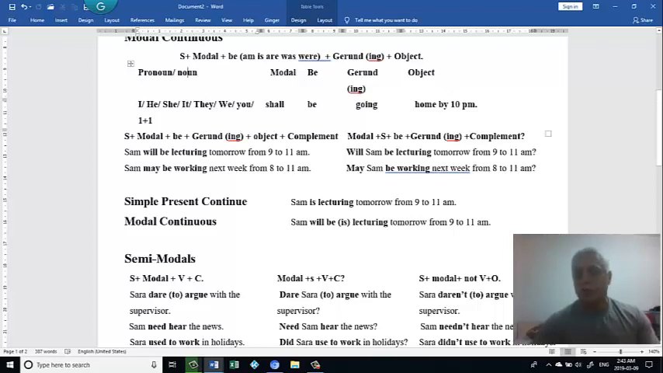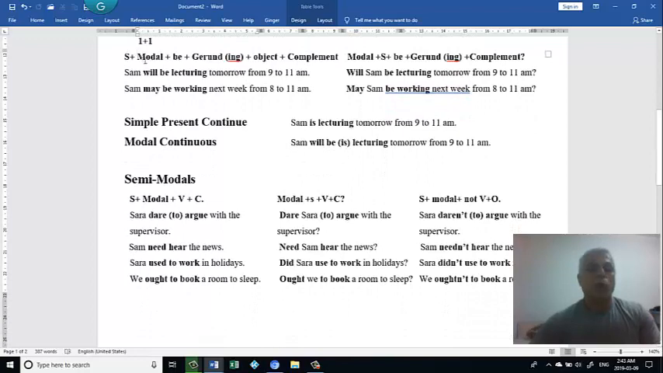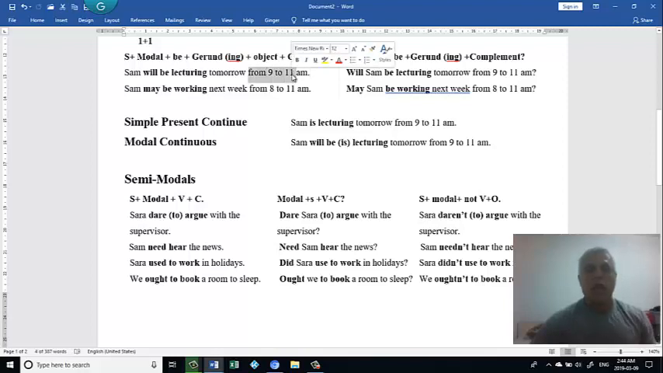Let's look at some sentences. We're going to have a better idea how this works. For example, we have a subject, then modal, then be, then gerund, then object, then complement. Let's look at the sentences. Sam will be lecturing tomorrow from 9 to 11 a.m. It means the action will be continued only in this time. It means tomorrow only between 9 to 11 a.m. It means the action will continue only in this period of time.